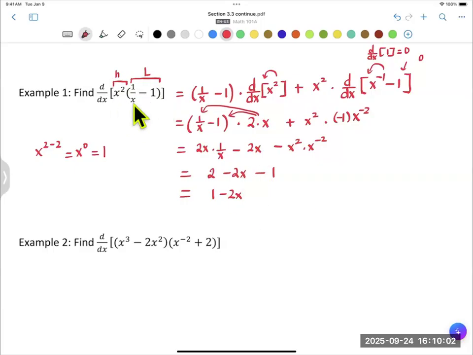Okay, so this is how the product rule looks. But for this problem, you don't really need to use the product rule. We can actually distribute the x squared and then take the derivative of each individual term. You will still get the same result, okay? But I do want you to apply the product rule for the problem just to get used to it.